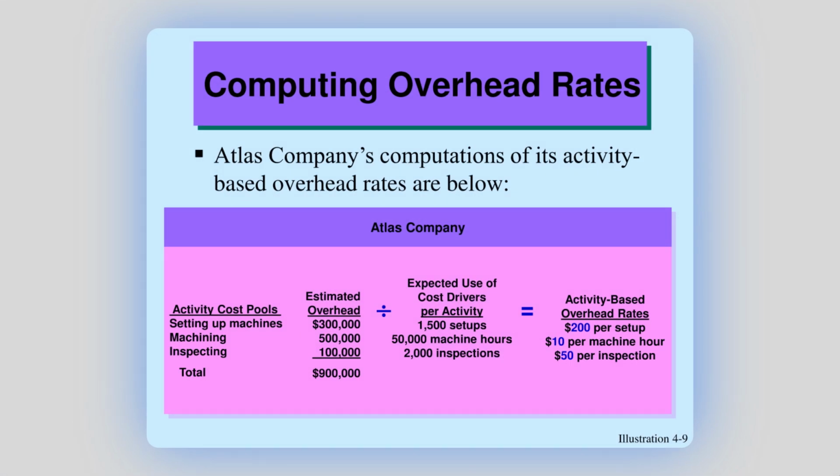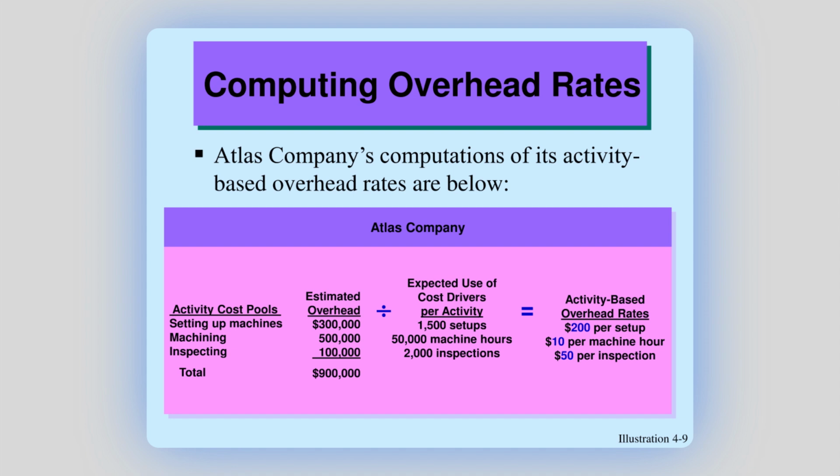How do we do that? Please check on this one. In computing for our overhead rates, estimated overhead per activity divided by expected use of the cost drivers per activity is your activity-based rate. So 300,000 divided by 1,500 gives you 200 per setup. Machining, 500,000 divided by 50,000 is equal to $10.